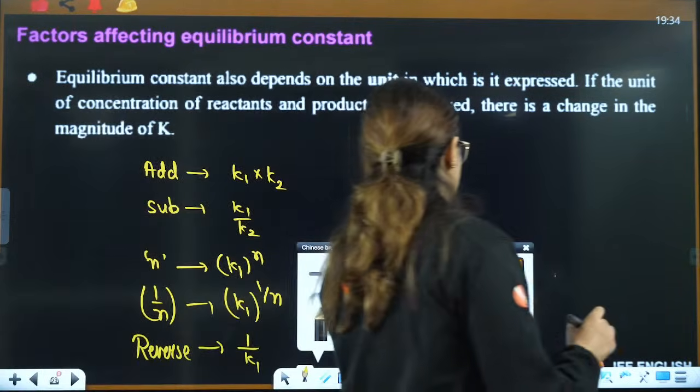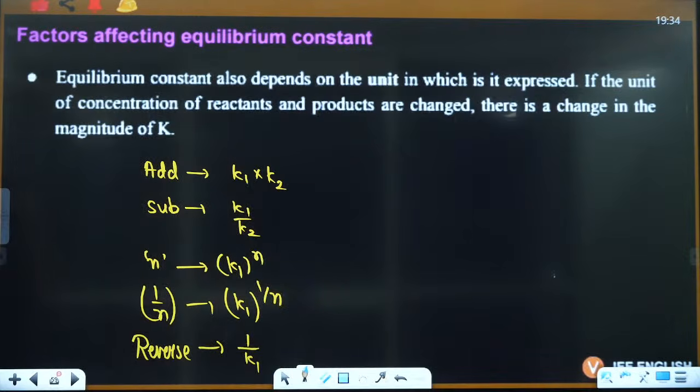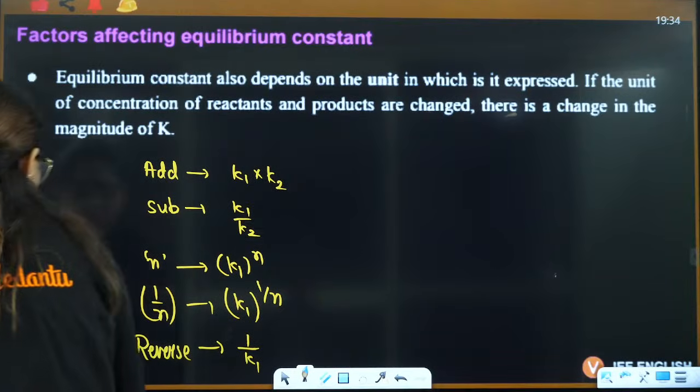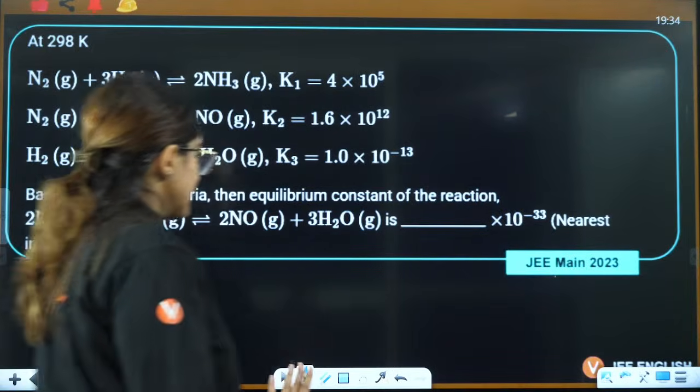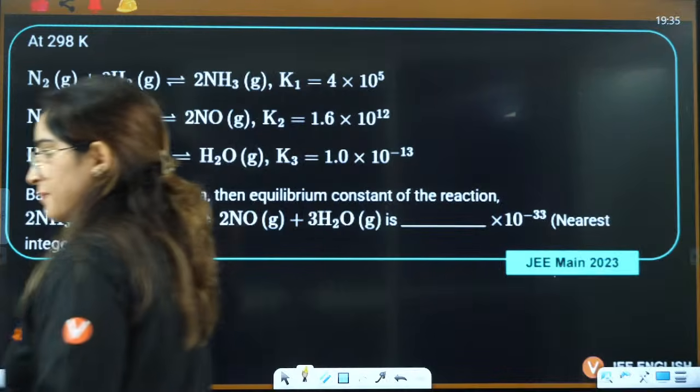Okay, yes students. Done? Right, let's see this JEE 2023 concept.